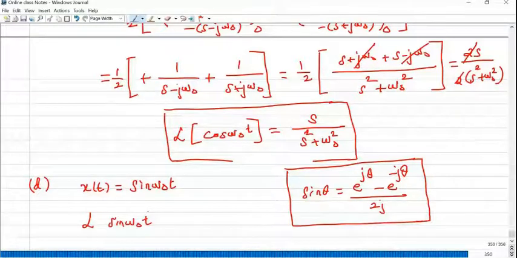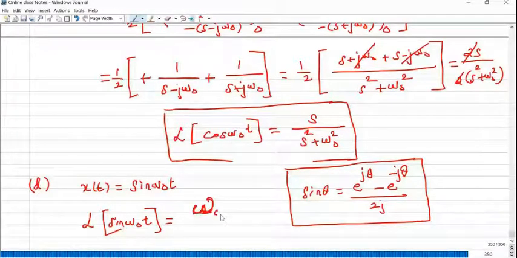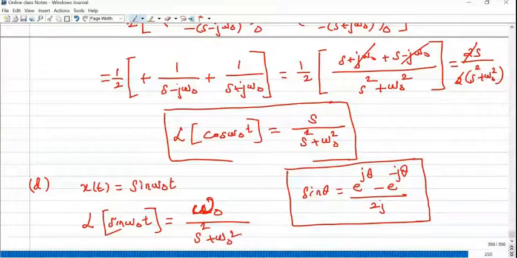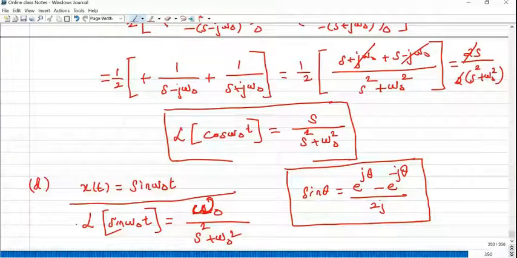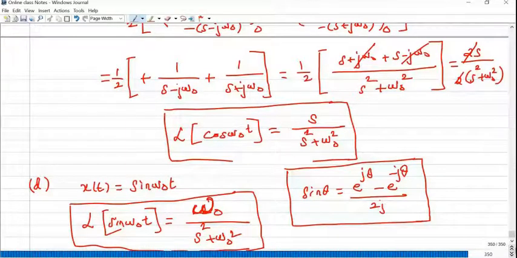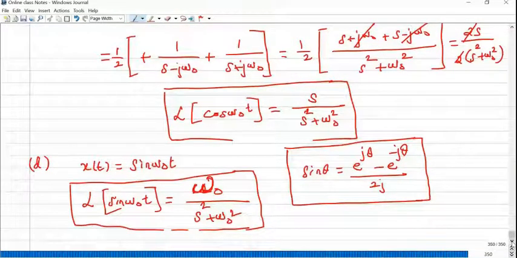The result is omega naught divided by s square plus omega naught square. For cos omega naught t, the formula is s divided by s square plus omega naught square. For sin omega naught t, the Laplace transform is omega naught divided by s square plus omega naught square. So these are fundamental formulas of Laplace transform, which will be used for finding the inverse Laplace transform.